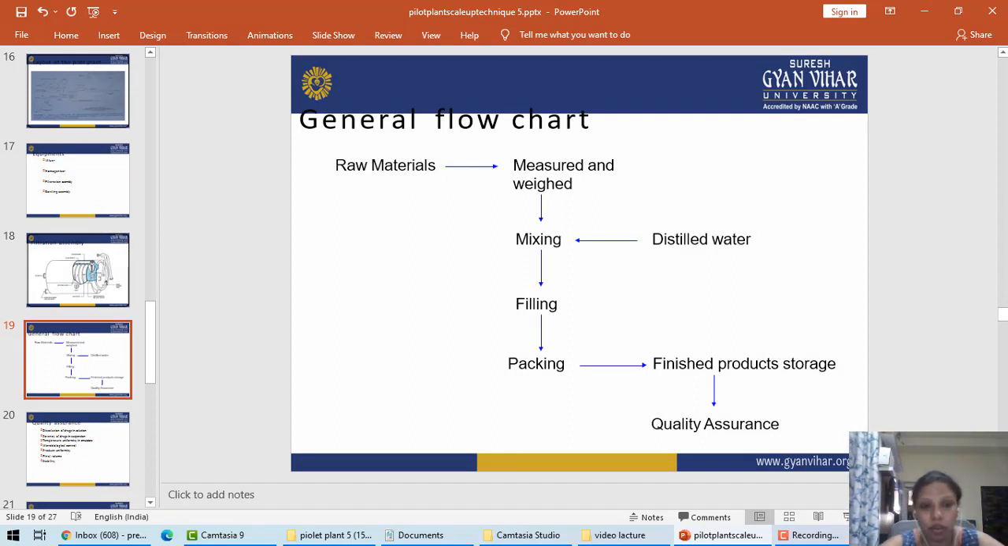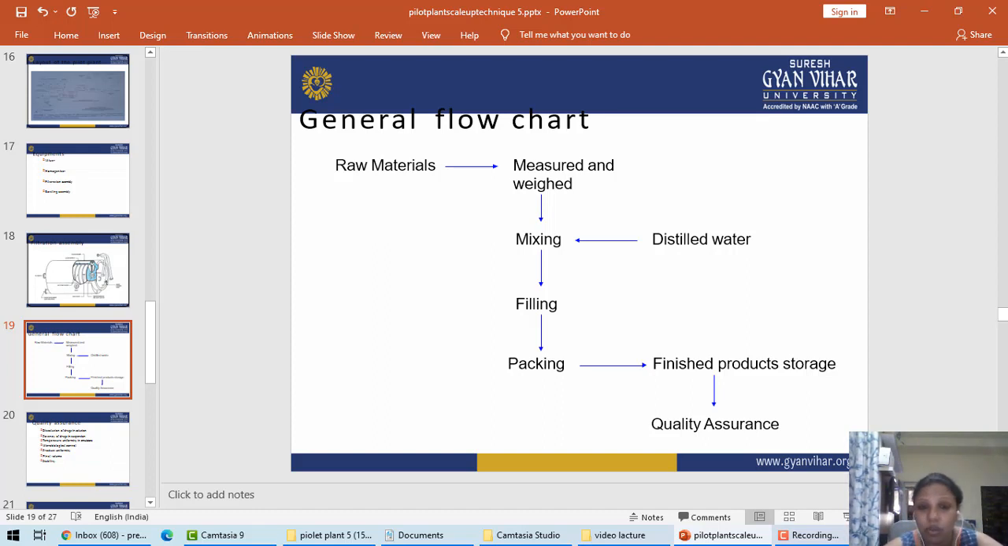Now the general flow chart of the formulation. So raw material, first we have to collect the raw material with all the precautions and all the things related to it. Then it is measured and weighed. Then we have to measure the raw material as per the formulation and weigh it properly. And here also we should follow GMP, good manufacturing practices, in the weighing as well as measuring. Then after that, mixing of all the ingredients occurs, so mixing in the mixer tanks. We have seen in our layout picture that there are large size mixing tanks there.